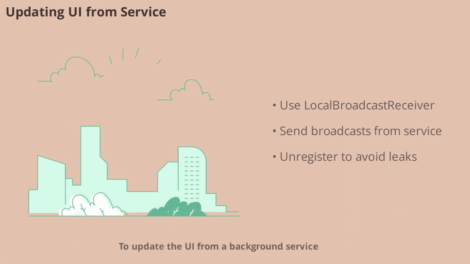To update the UI from a background service, register a local broadcast receiver in the activity and send broadcasts from the service. Alternatively, use handlers for communication. Always unregister receivers to avoid memory leaks.